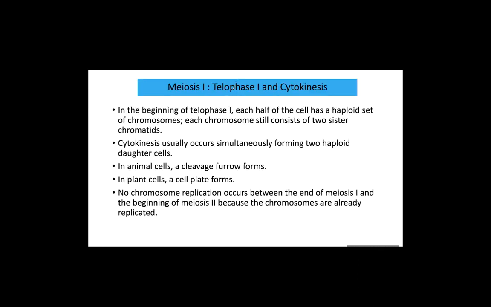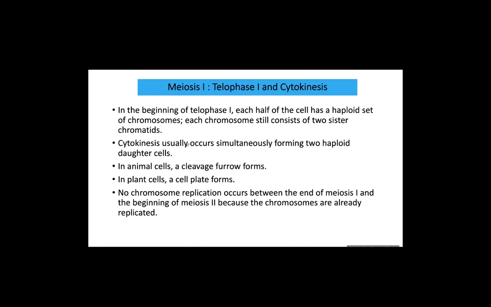All right, let's go back to meiosis. Meiosis one is at telophase. We completed anaphase one, the homologous chromosomes separate. Okay? And in the beginning of telophase one, each half of the cell has a haploid set because the chromosome number reduced in half already occurred in anaphase one. Each chromosome still consists of two sister chromatids. And from telophase, there are two daughter cells formed after meiosis one, right after complete cytokinesis.